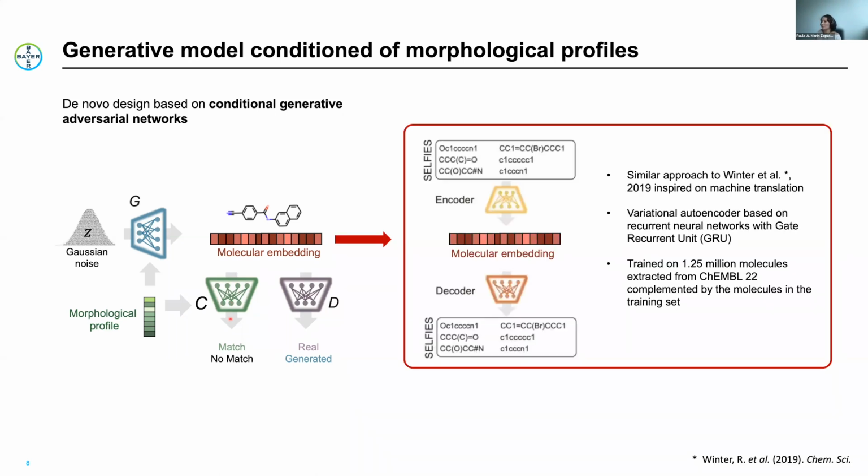And how is the molecular embedding computed? This was done with a variational autoencoder to reconstruct SELFIES representations of molecules.